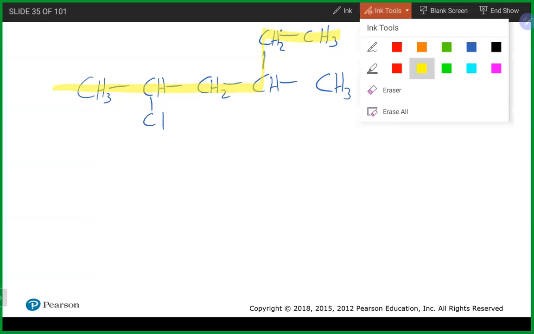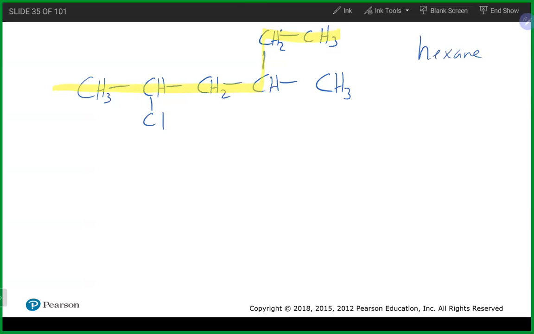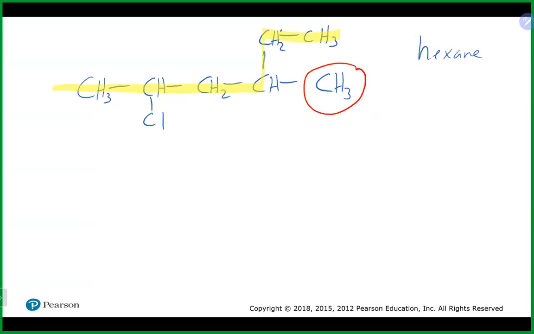That means the base of my name, since it's all single bonded, would be hexane, right? Which goes with my 6. I then have a couple of groups that are hanging off of this. I have a 1 carbon group here, which is our methyl group. I also have a Cl here, which is a halogen, so that is going to be a chloro group. Any questions on that so far?